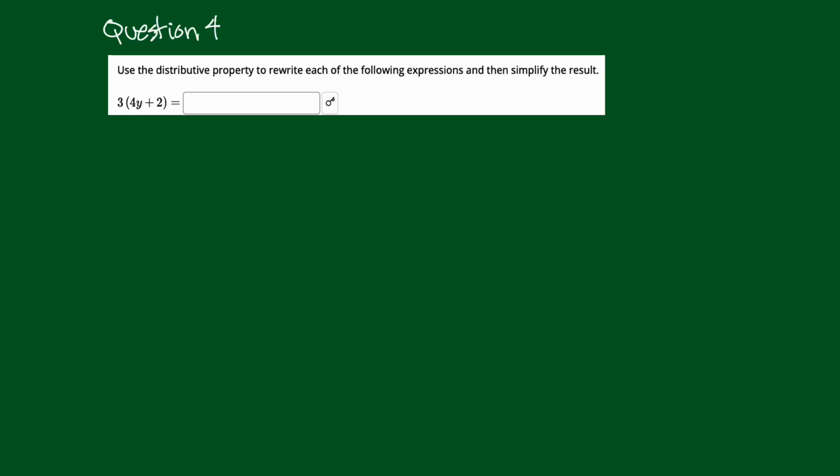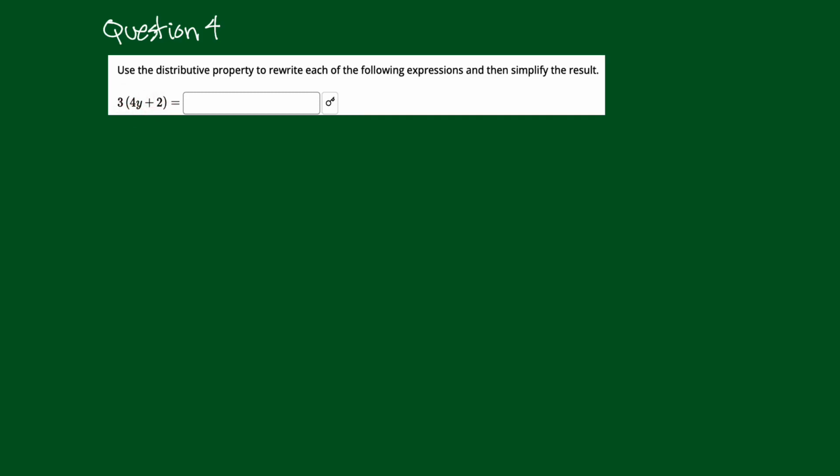In question 4, I want to use the distributive property to rewrite this expression and then simplify the result. Now here's our expression. What have we got? We've got 3 of these, right? It's a times. Times is the word of, so I have 3 of these added together.